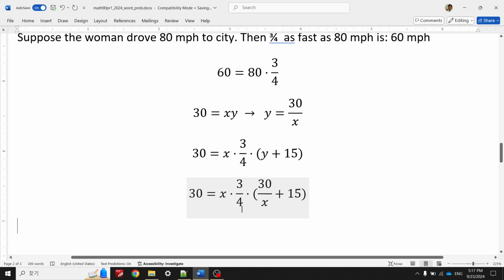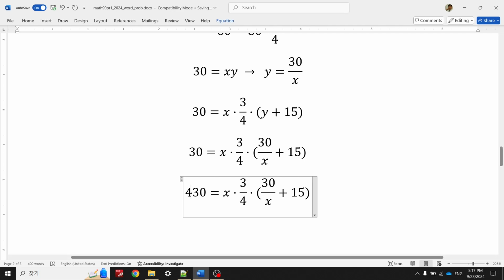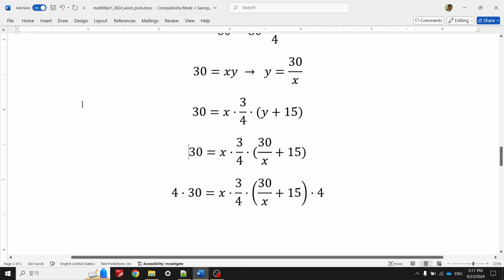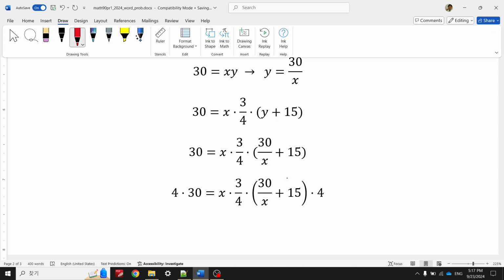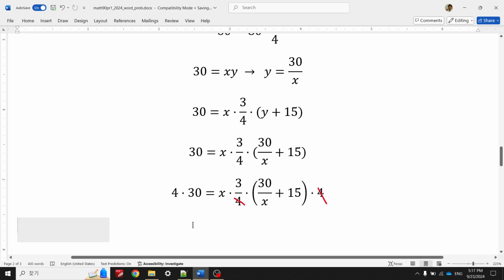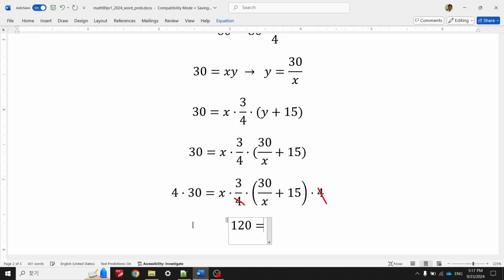So we have some complicated looking equation, but it's not too bad. So what should we do first? No, we don't get rid of this 4. That's the bad guy. How do you get rid of it? Multiply by what? 4. So we're going to multiply both sides by 4, so that 4 cancels this 4. Okay, perfect. So you have 120 on the left side because 3 times 4 is 12.